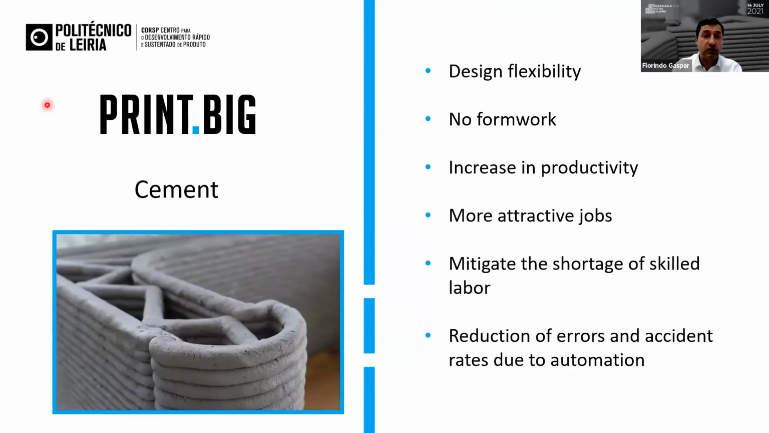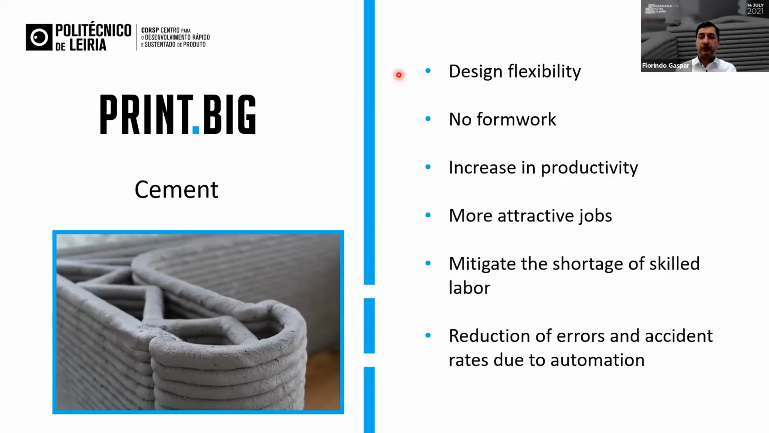So our motivation on the use of cement or concrete in construction is about what we get from this technology: design flexibility. This is one of the big advantages of this technology, but also no use of formwork. So that means that with no use of formwork, we can save money and can save also material. Then the increase in productivity, because with technology we can make it with more production hours, more attractive jobs. We can see that nowadays the construction industry has a lack of interested people working on it.